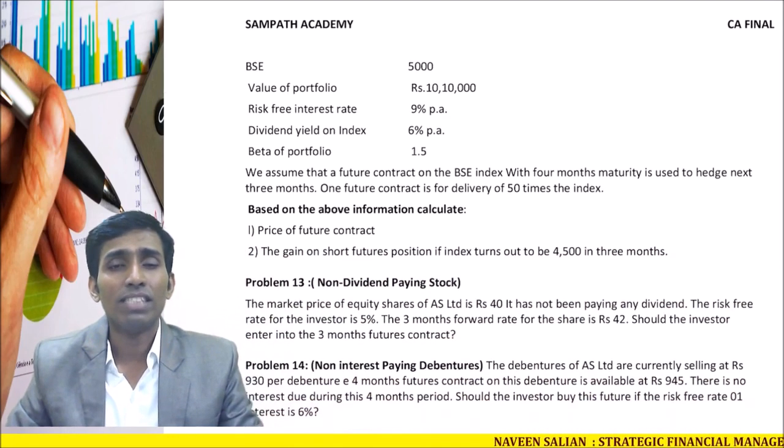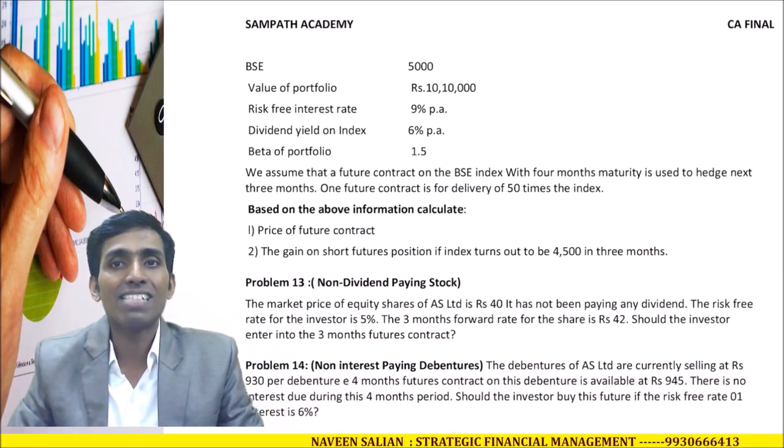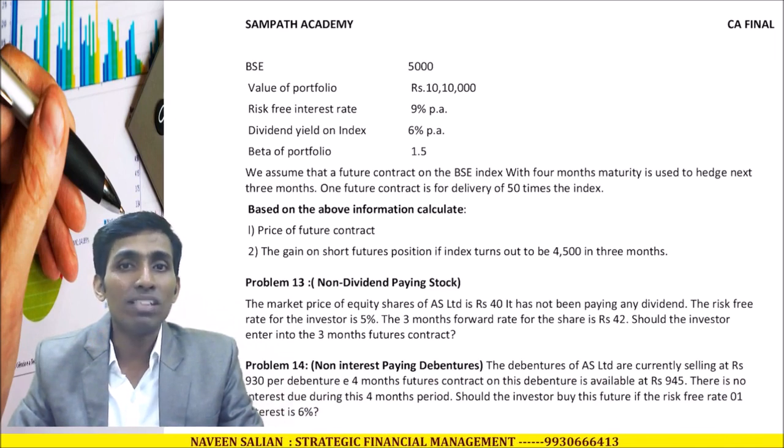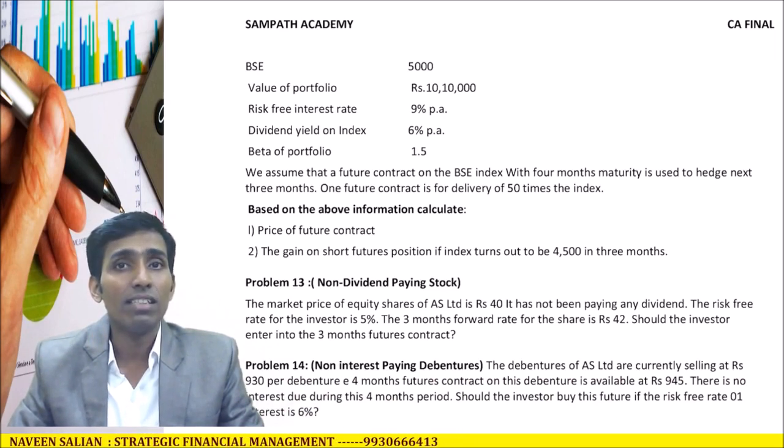See what they have given in the question: the BSE today is 5,000 and the value of the portfolio you have invested is 10 lakh 10,000, and the risk free rate is given as 9%. So the dividend yield, see it's in percentage. Sometimes in the question it is given in rupees. Here the dividend yield is given in percentage, that is 6%.